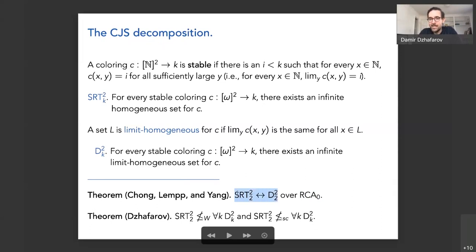Reverse mathematically. They are not, however, the same over some of these stronger, finer reducibilities, I should say. So SRT22 is strictly stronger under Virac reducibility and strictly stronger under strong computable reducibility. The two are equivalent over computable reducibility, but not under any of these stronger ones. So there's no uniform process, and you definitely need to have access to the original instance to be able to get that equivalence. But over RCA-naught, they are the same. Okay.